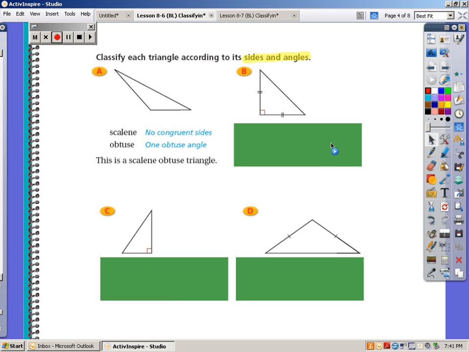Okay, you try B, C, and D. Again, I would pause the video so that you can work them and then come back and check your answers.